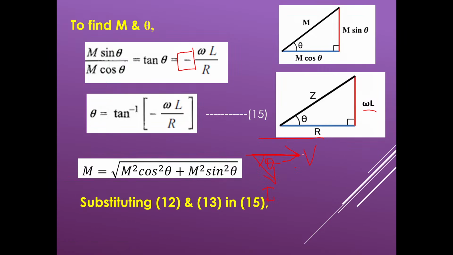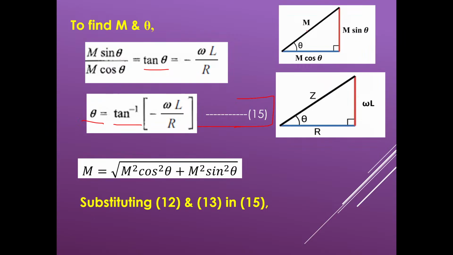This is the phasor relation between voltage and current. If this is the voltage vector, this is the current vector, and this is the phase angle theta between V and I, then current lags voltage. Whenever current is lagging voltage, you can mention the minus symbol. So tan theta is equal to minus omega L by R, because current is lagging voltage by some angle theta. I hope you are able to follow. So theta equals tan inverse of minus omega L by R. Consider it as equation number 15.